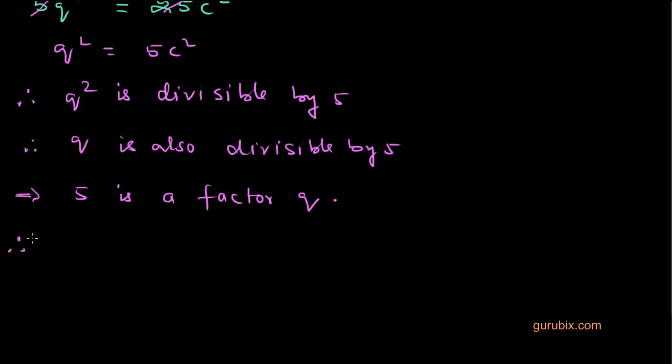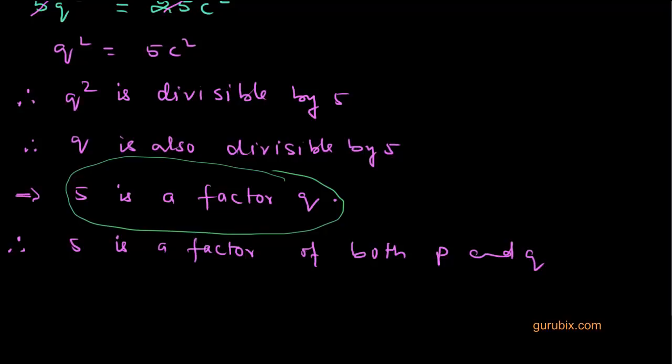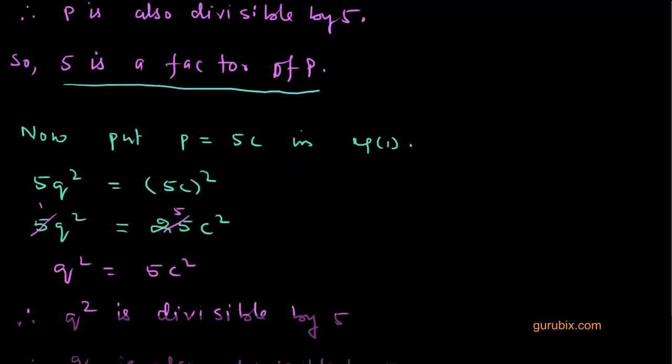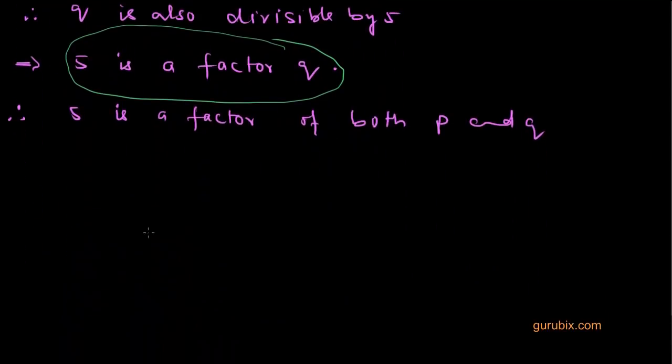Therefore, 5 is a factor of both p and q. We can understand it from here, because 5 is a factor of q, which we have proved, and we see that 5 is a factor of p here also. So we conclude that 5 is a common factor of p and q.